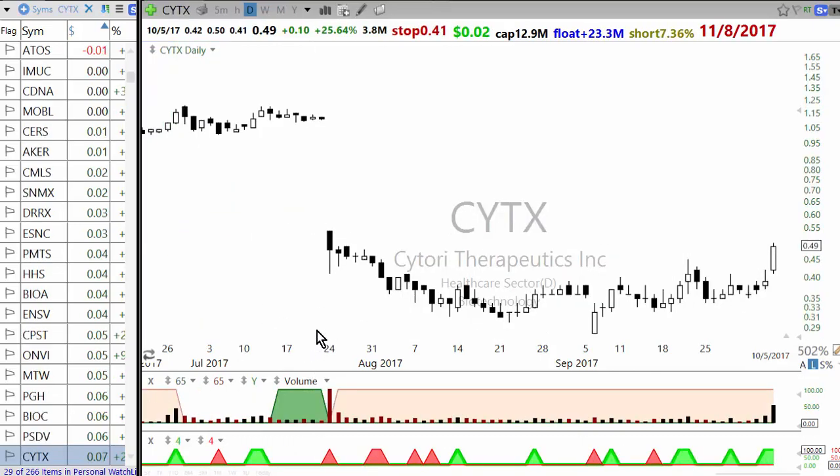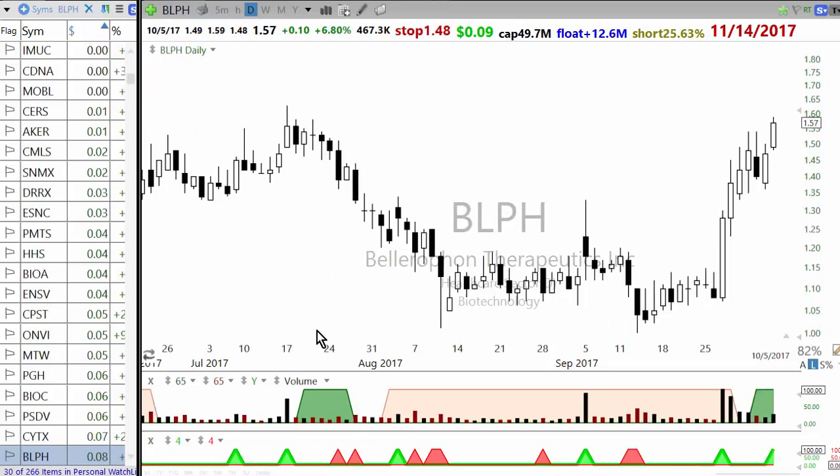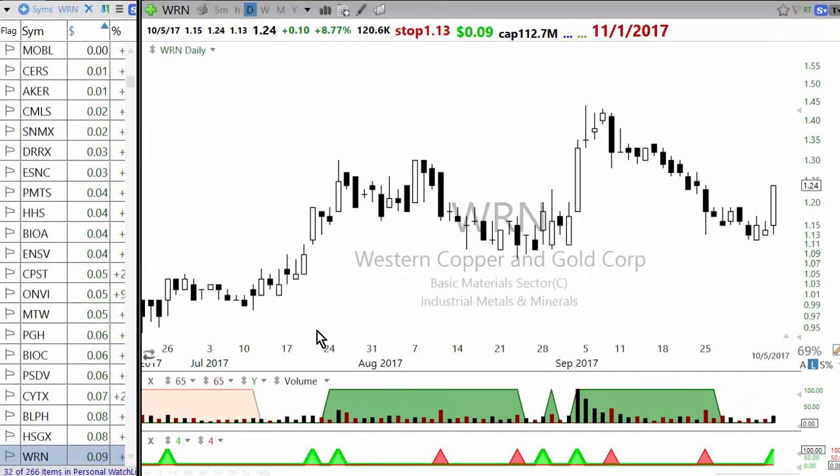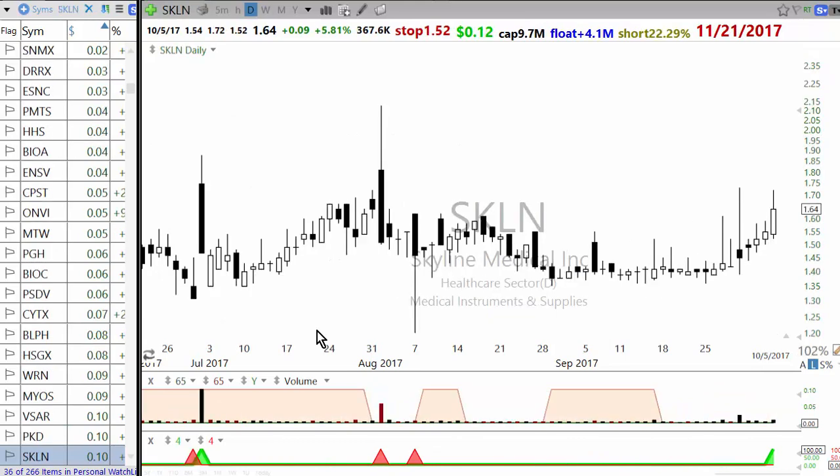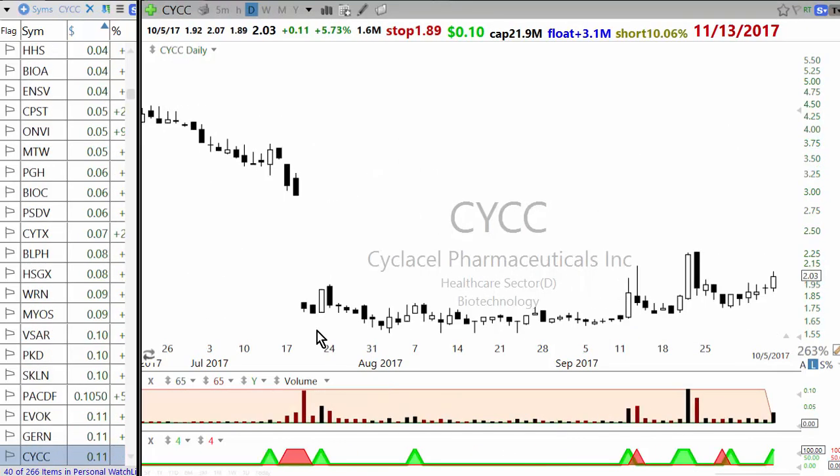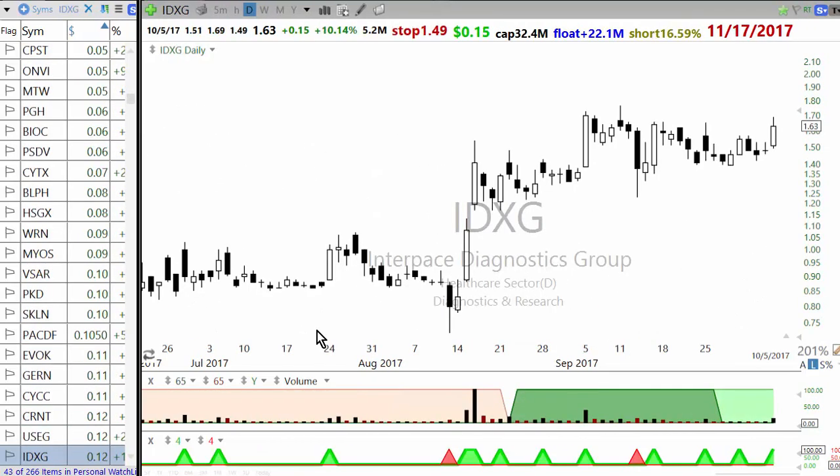Okay, this stock did close near the high. It's a 0.49 cent stock. If you're looking for lower price stocks, that's a decent setup, I would say. Now none of these are good setups. Till we find good setups, I'll keep going.